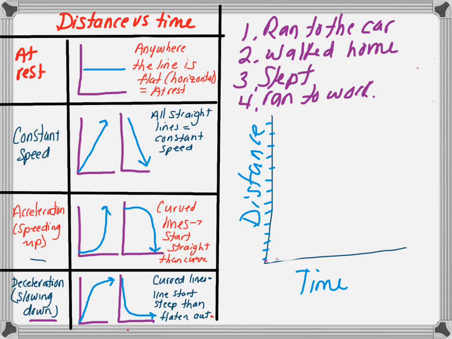I don't know if you can understand this, but I'm going to read it to you. Number one says you ran to the car, then you walked back home, then you slept, and then you ran back to work. So we're going to have to make some assumptions. As you see, there's no numbers on this graph, so nothing has to be exact. We could assume that your car is in the parking lot of your job, or we could assume that you ran out of gas. Let's go with the idea that maybe your car is in the same parking lot as your job.